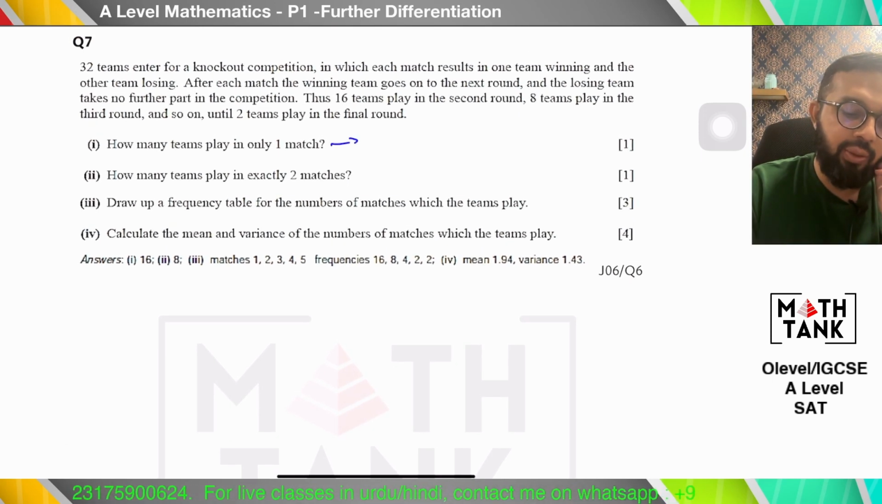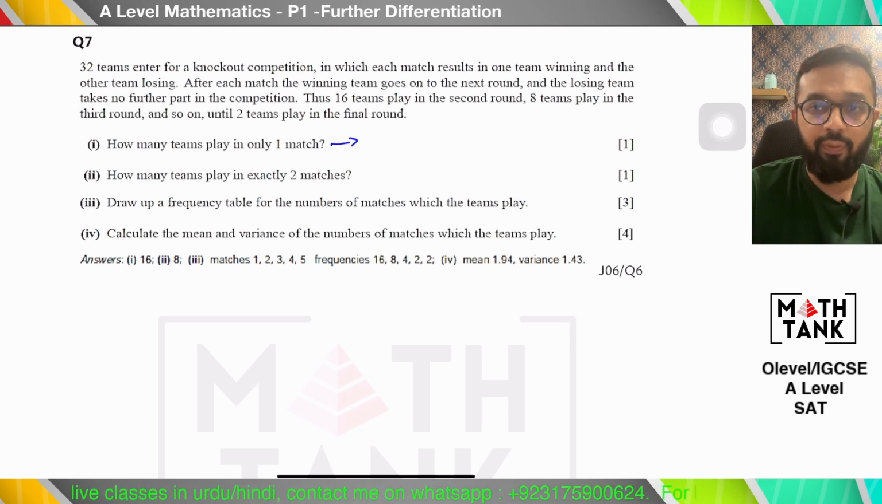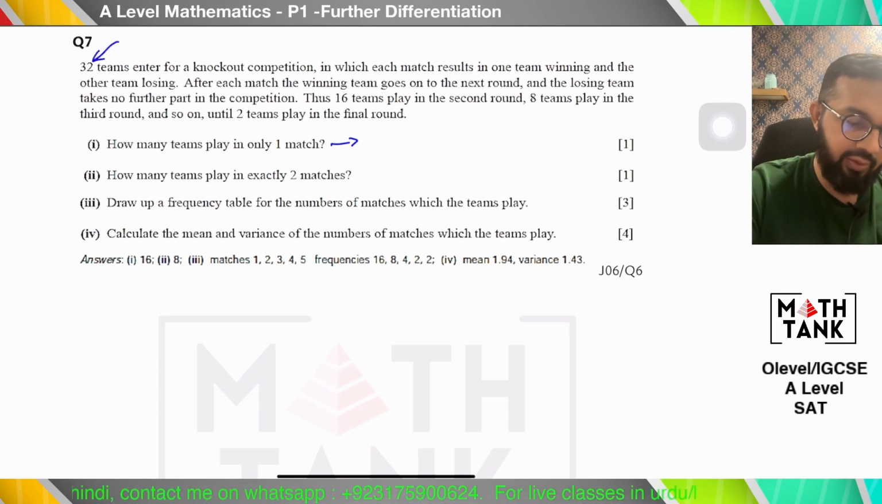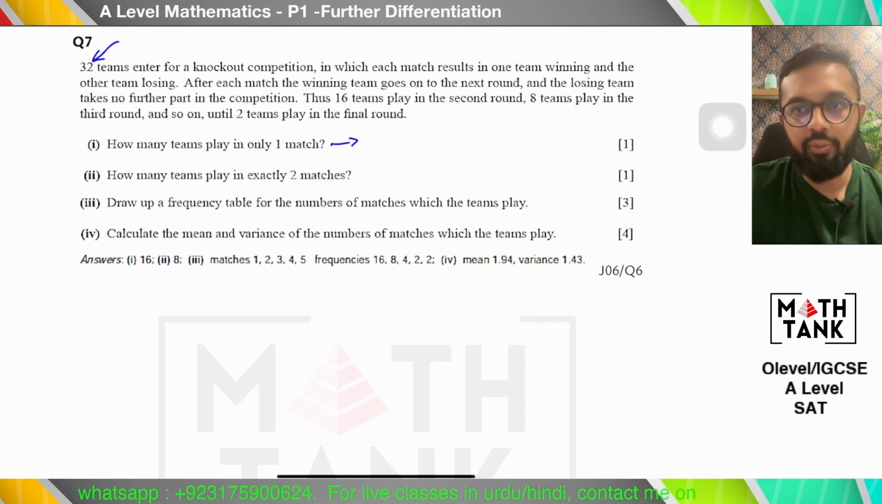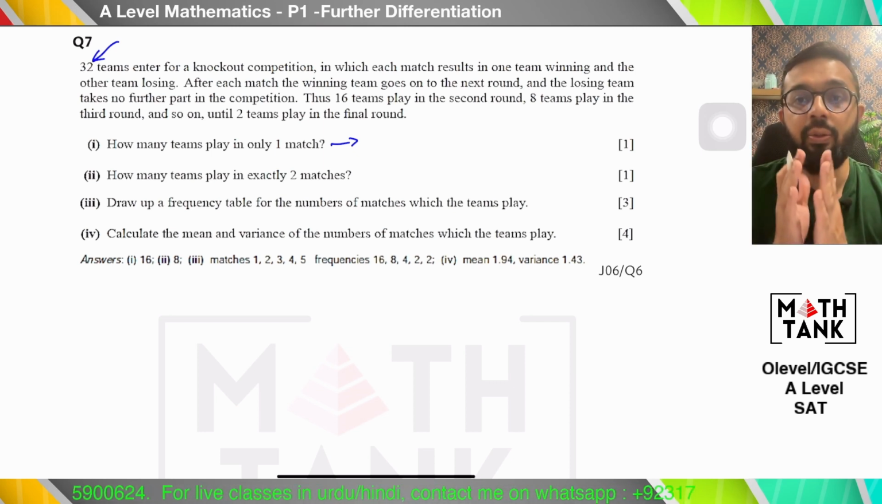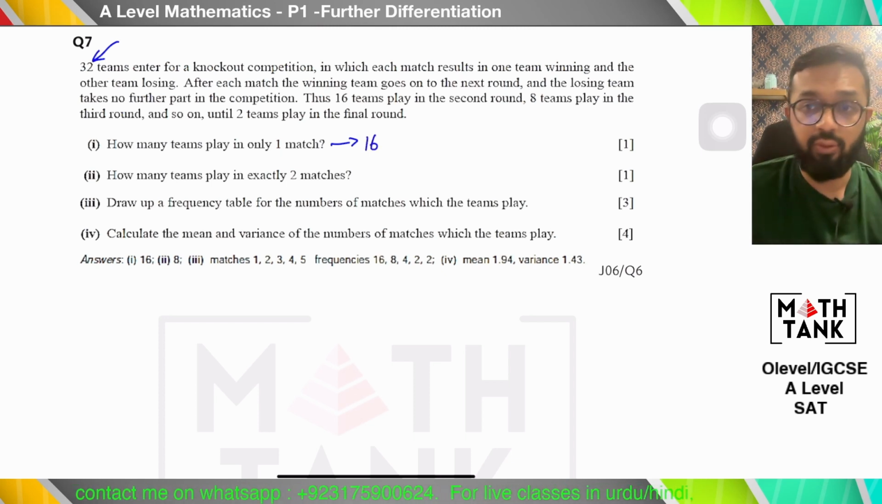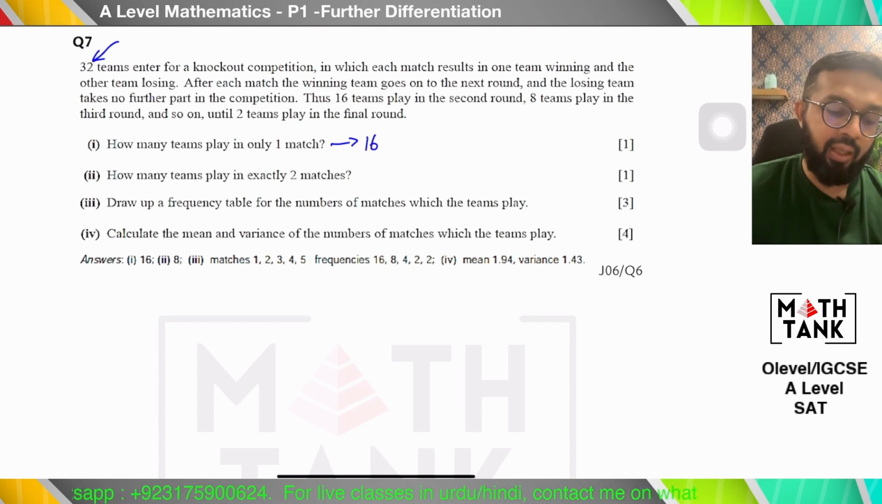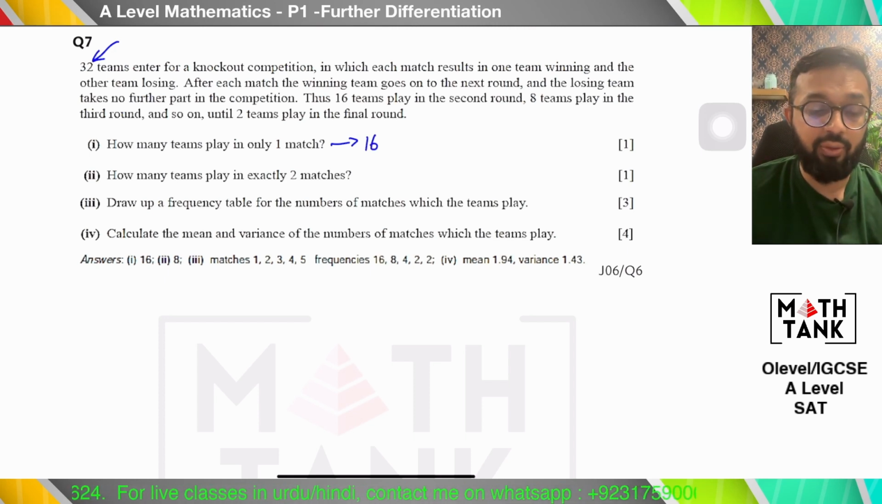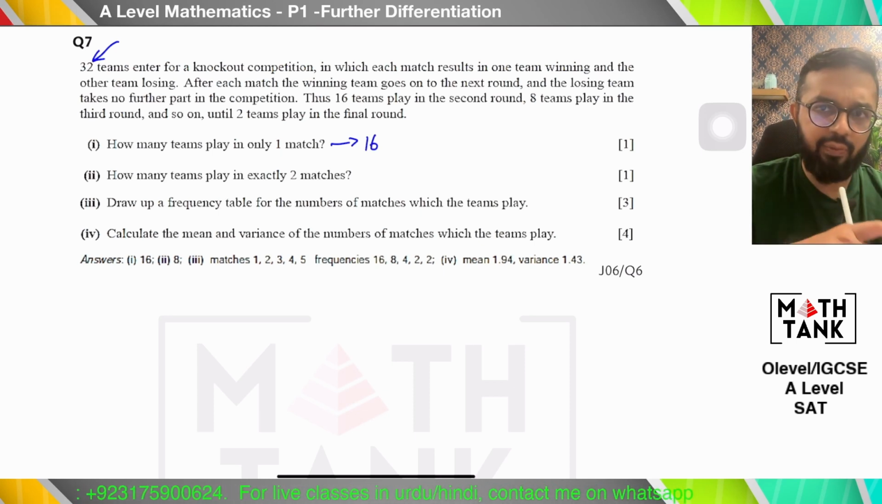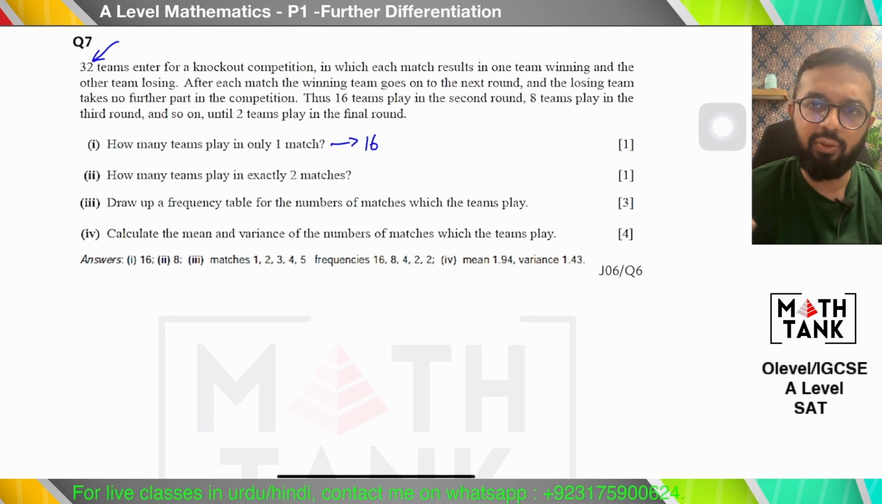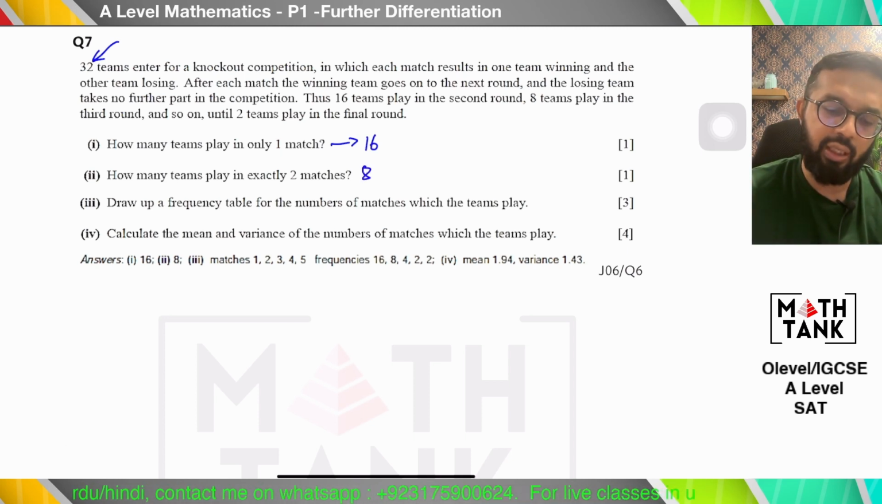So the ones who play in only one match will be those who get knocked out in the first round. So 16 of these teams that were in the first round, so 16 were competing against 16. So 16 of them get knocked out and don't play any other matches. How many teams play in exactly 2 matches? So those that got knocked out after the second round, and how many teams would those be? If 16 got knocked out in the first round and 16 went into the second round, that means there were 8 matches, so 8 teams get knocked out again. So 8. Okay, draw up a frequency table.